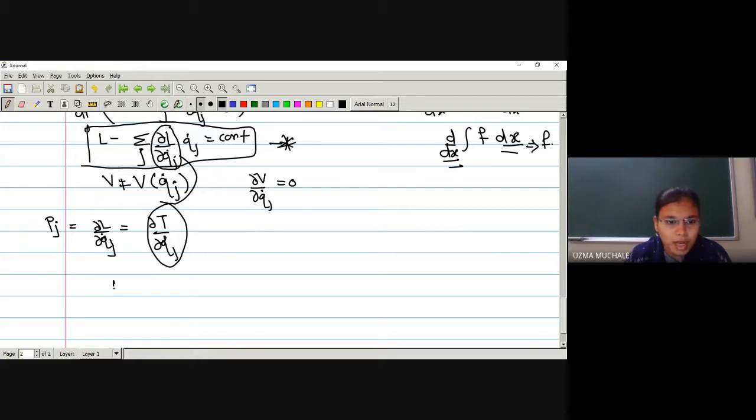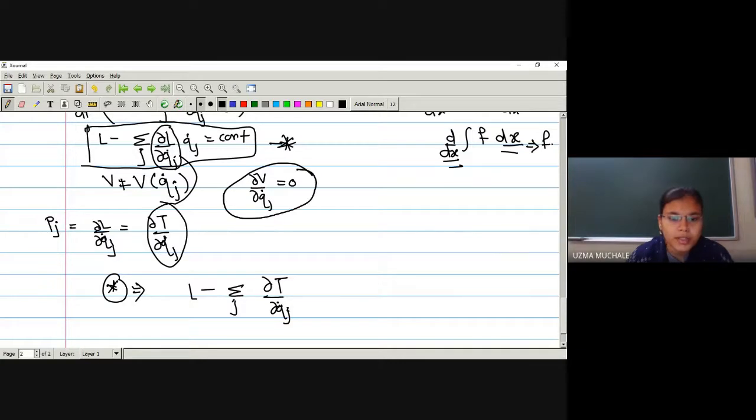So the star equation becomes, what is the star equation? L minus summation over j. Now we are replacing dou L by dou Qj dot by dou T by dou Qj dot, but this is possible only in the case of a conservative system, because in the case of a conservative system this will be equal to 0.